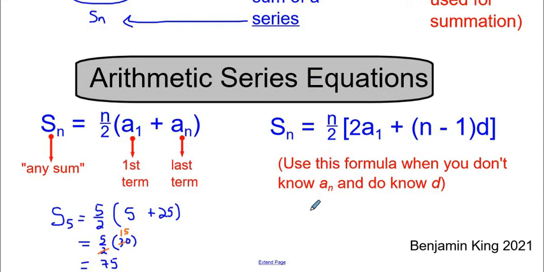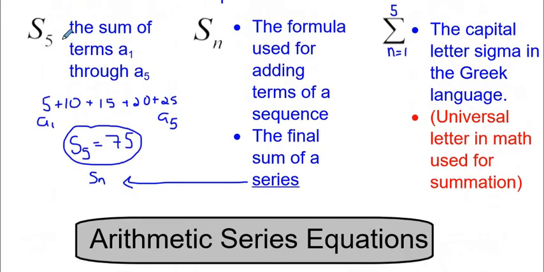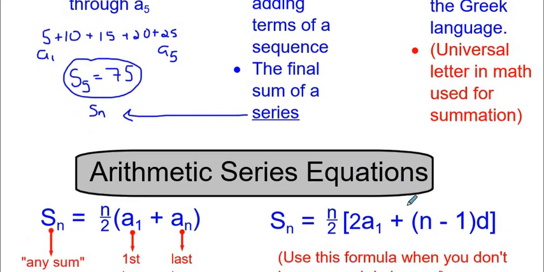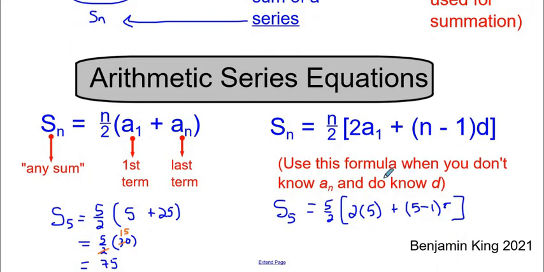So let's see if that would work. So here we would have 5 over 2. Then we have 2 times a1. a1 was 5. Keep in mind that n in this problem is 5, right? Because we're adding up 5 terms. Remember, to keep that in perspective, I'm just going back to the beginning of these notes, which said find 5 terms. And then we subtract 1 from that, and then we multiply times d. And so d in this sequence was we were adding 5. So if you simplify that, you will also get 75, which is really cool.